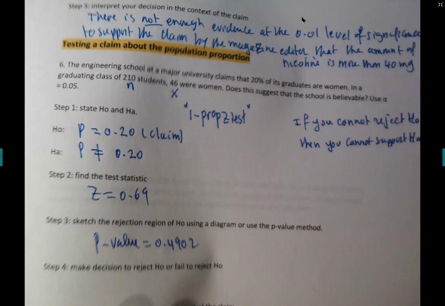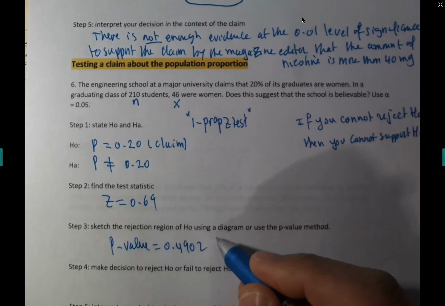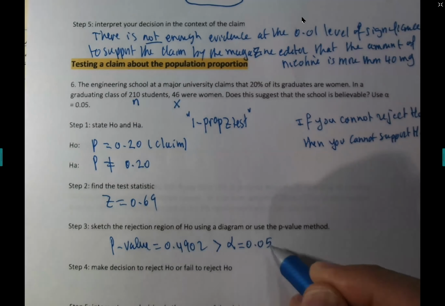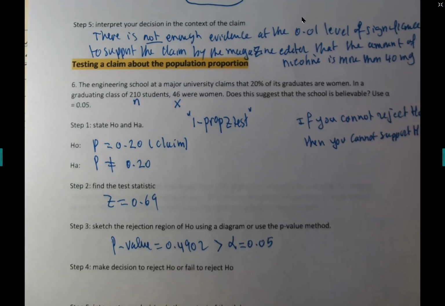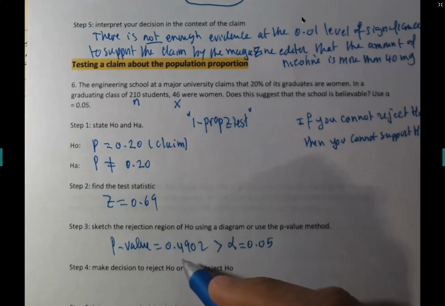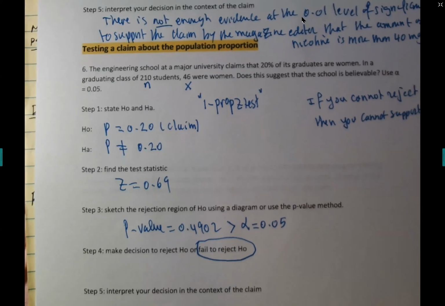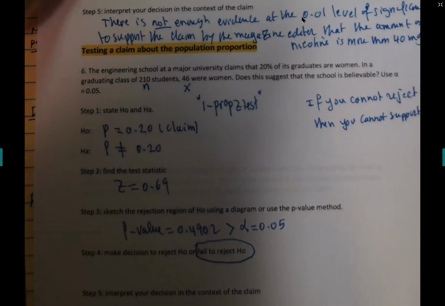And what's the decision here, guys? Do you guys agree that this is bigger than alpha? Of course. So what would be the decision? Fail to reject. Yep. That's right.